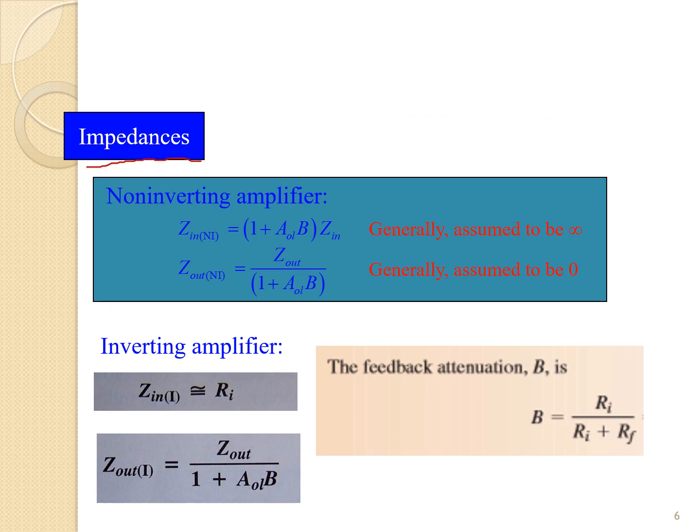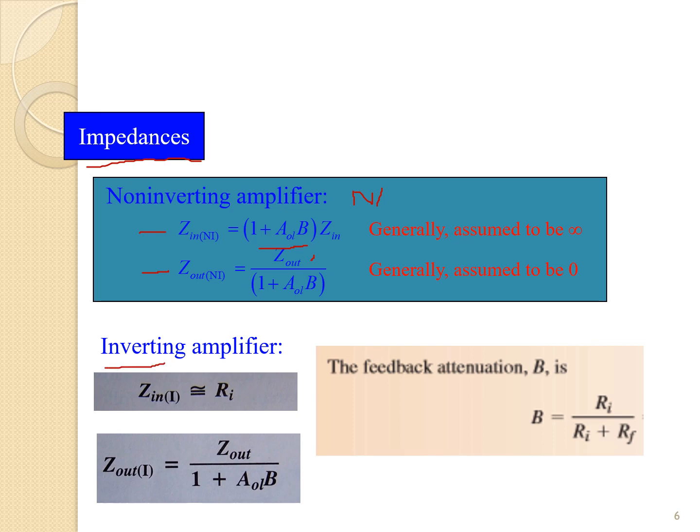Impedance, non-inverting amplifier. Zin non-inverting is equal to 1 plus AOL B times Zin, generally assumed to be infinite. Zout non-inverting is equal to Zout over 1 plus AOL B, generally assumed to be 0.